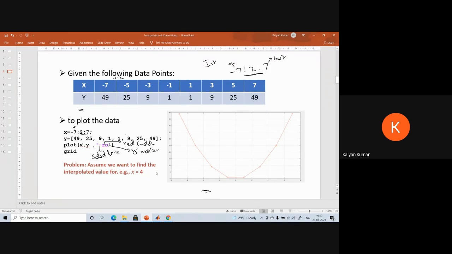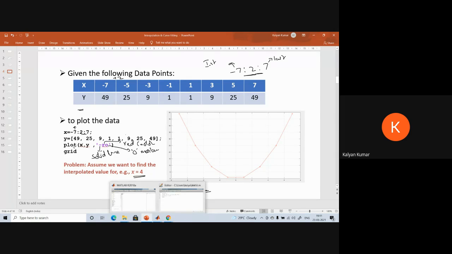Now our problem is that I don't know the value of Y for a given value of X. The problem I have defined is: if you want to find the interpolated value of Y for X equal to 4, then how do we obtain it? Now let's see the MATLAB example.